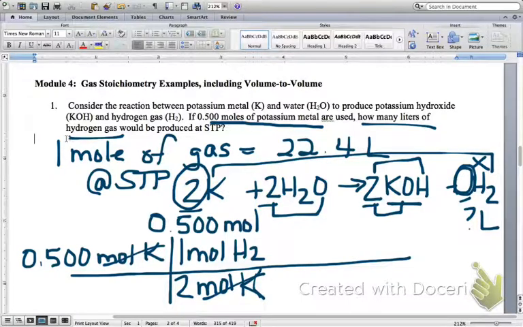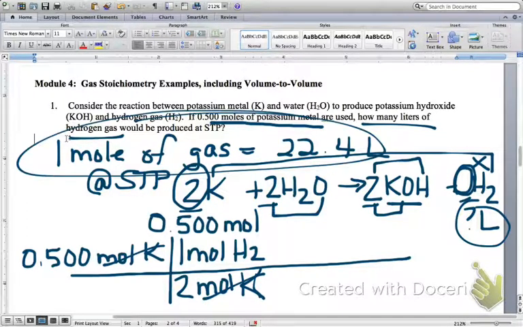Now, our last step, we need to convert moles of hydrogen into volume, liters. So to go from moles into volume of the same substance, that's where this conversion factor, 1 mole of any gas at STP equals 22.4 liters, is going to get used. I'm going to take that equivalent statement, 1 mole equals 22.4 liters.